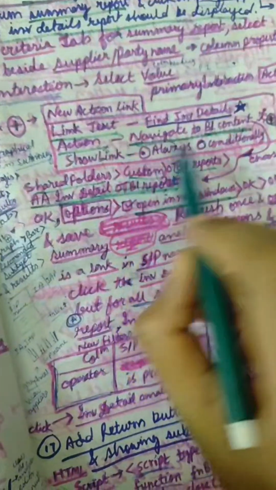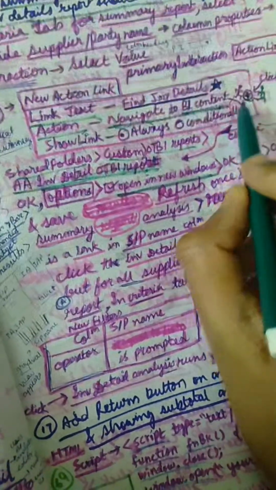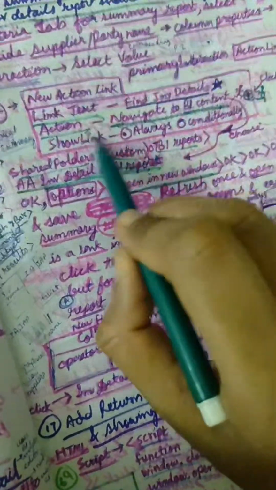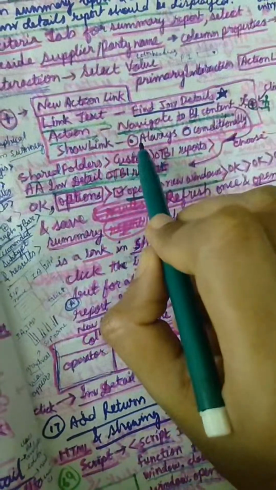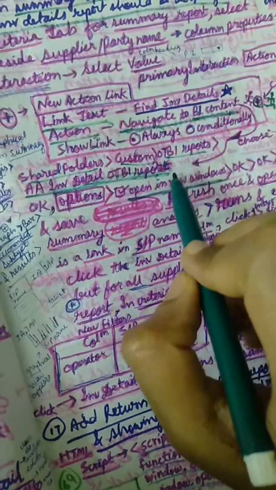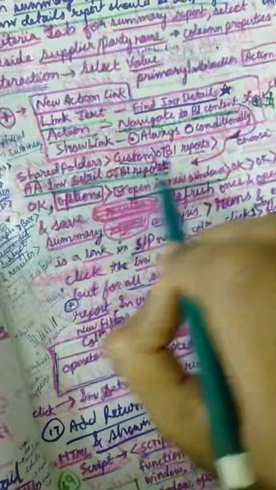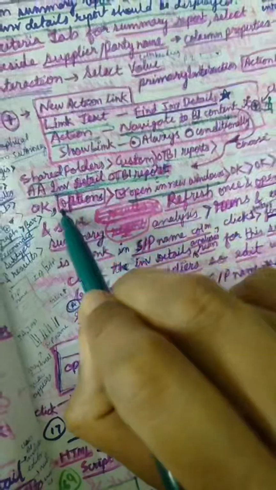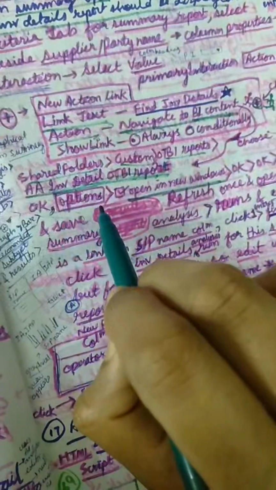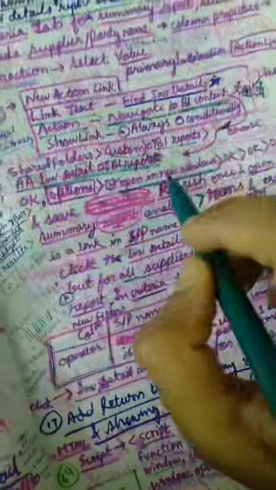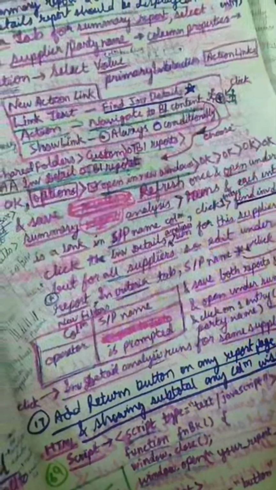Similarly, I click on this plus icon, the running man icon with a plus, and I'll select navigate to BI content. Then here show link is always, and now it will ask for two things. First of all is to select the report. That's why you have navigation to select, and then you click on OK, and you have options again. That is basically to open the new analysis in the new window. Then you just click on OK, OK, OK, OK, and save it.